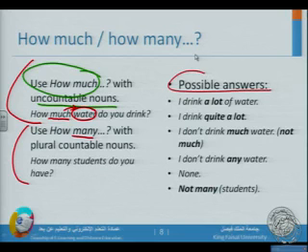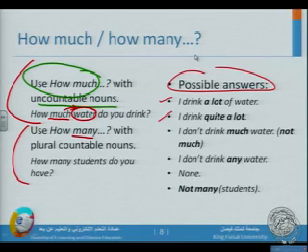Okay, so here we have some possible answers. You can say I drink a lot of water, or you can say I drink quite a lot, or you can say I don't drink much water, or you can say I don't drink any water. To the question how much water do you drink, you can just say none. You can say none in both cases.